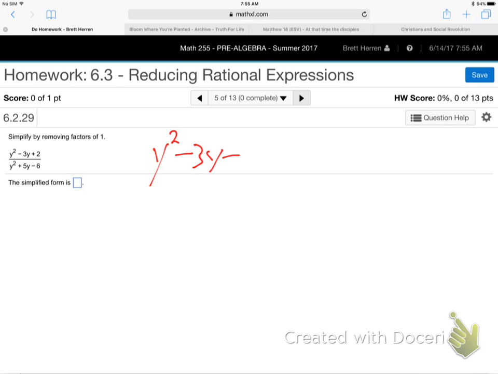Y squared minus 3y plus 2, over y squared plus 5y minus 6. So could I just cancel the y squareds right now? Can I just go, look, I'll just cancel those y's. 2 goes into 6 3 times. It's all totally illegal. Why?